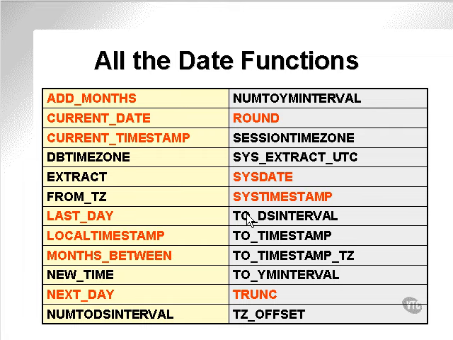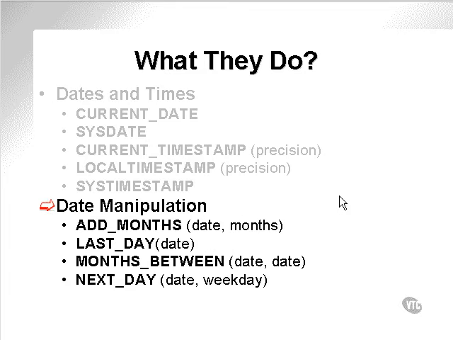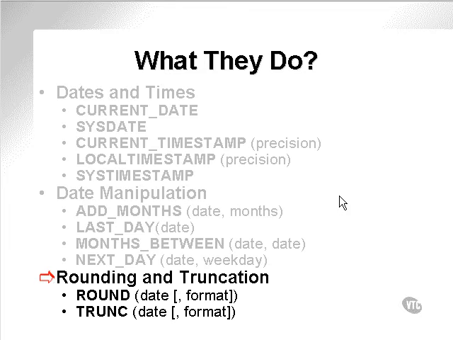All the date functions. Once again, all the ones I'm interested in are marked off in red. The black ones I'm not even going to discuss at this point. What do these date functions do? What I've done is I've divided the date functions up into 3 separate sections. I call them dates and times, date manipulation, and rounding and truncation, literally the round and trunc functions.